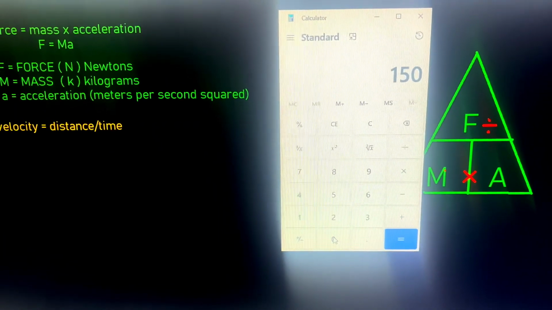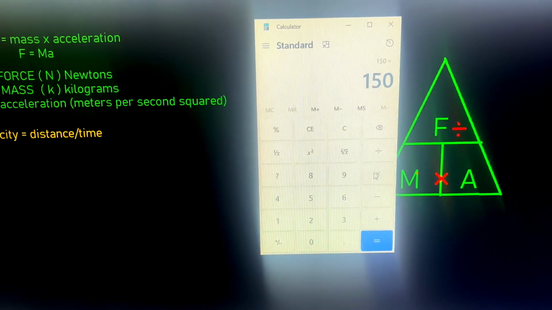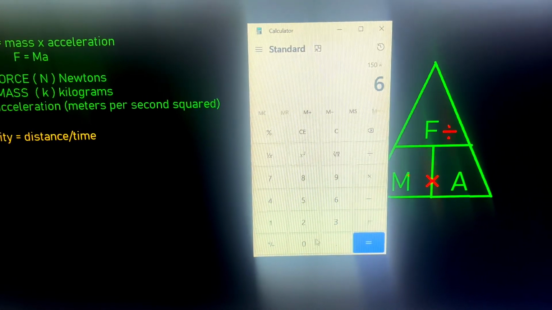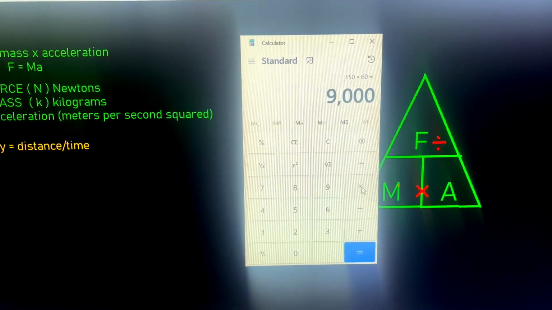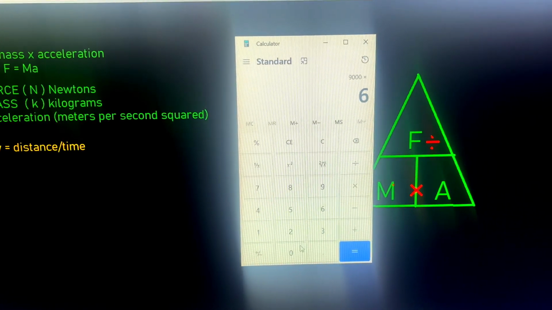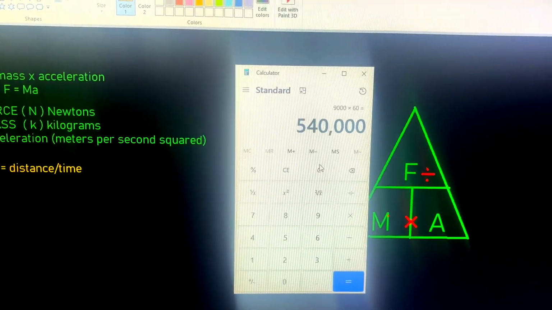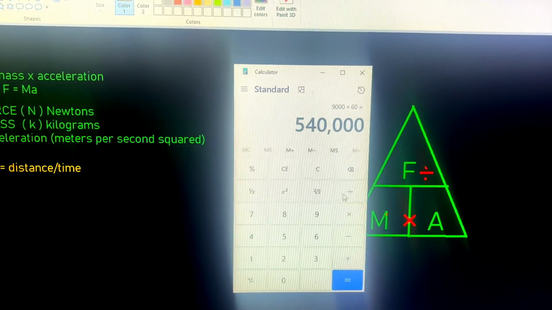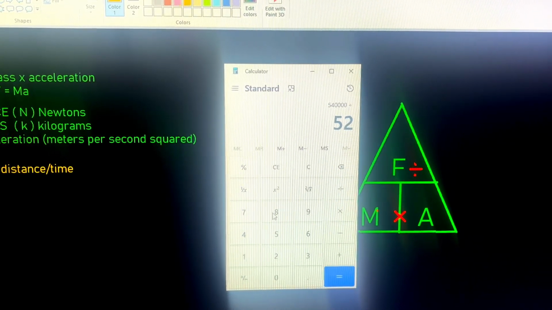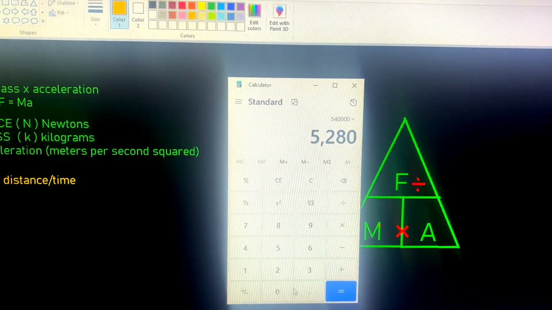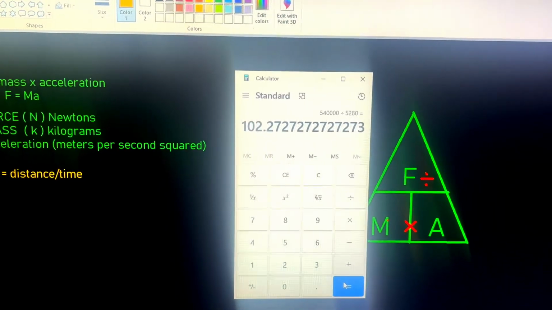Go ahead and do it again. Let's say it's 150 feet per second. 60 times 60 seconds for a minute. 9,000 feet in a minute. Times 60 again for an hour, because there's 60 minutes in an hour. 54,000 feet in an hour. And then divided by 5,280, which is how many feet is in a mile. And that's 102 miles an hour.